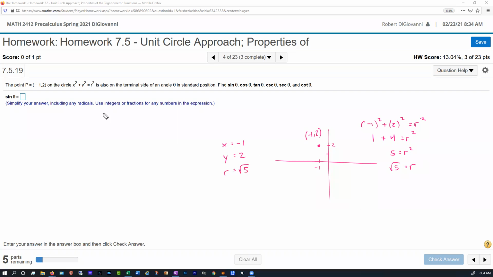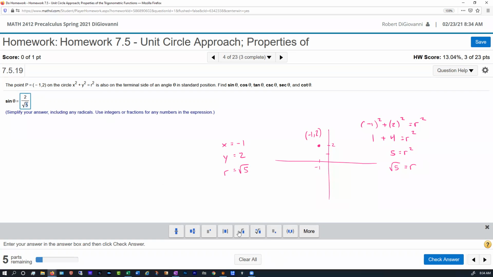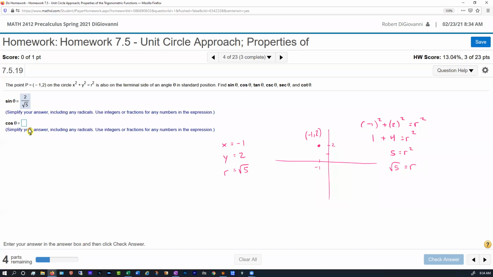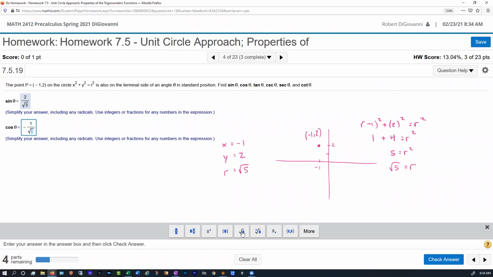That's all we need. So the sine will be the y, which is 2, divided by r, which is... Is there a way to do square root? No, maybe there is a way you can type it. Square root of 5. I hate having to click every time. It's kind of a pain. Okay, x over r, so -1 over square root of 5.